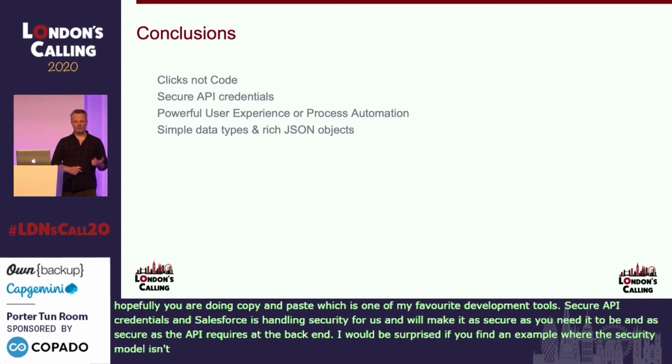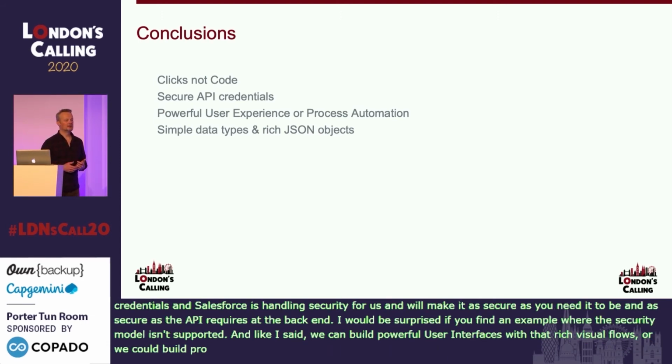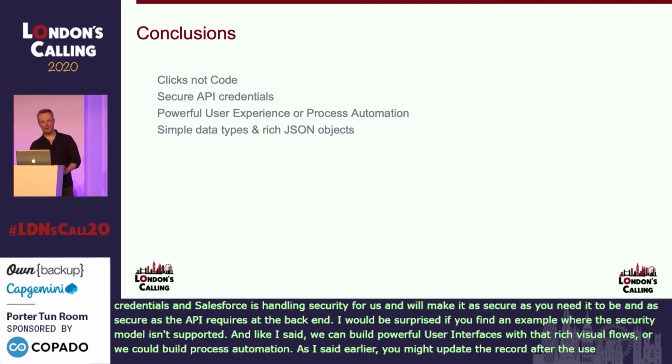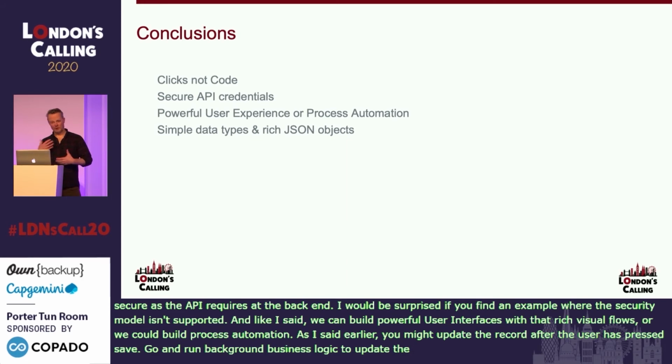And like I said, we can build powerful user interfaces with that kind of rich visual flows, or we could build process automation. So as I said earlier, you might update the record after the user has pressed save, go out and run some background business logic to update the record, or to notify people, or to run any kind of more complicated business process that you might need.